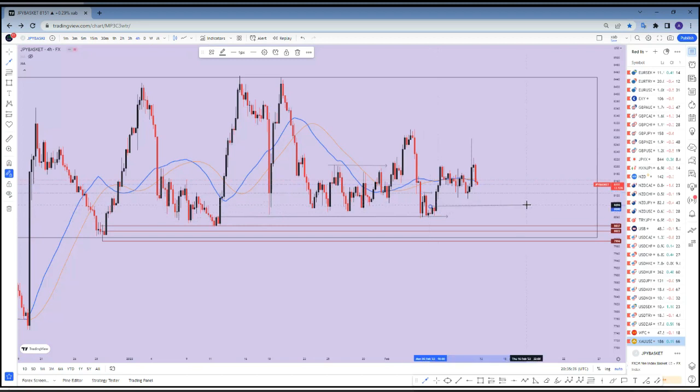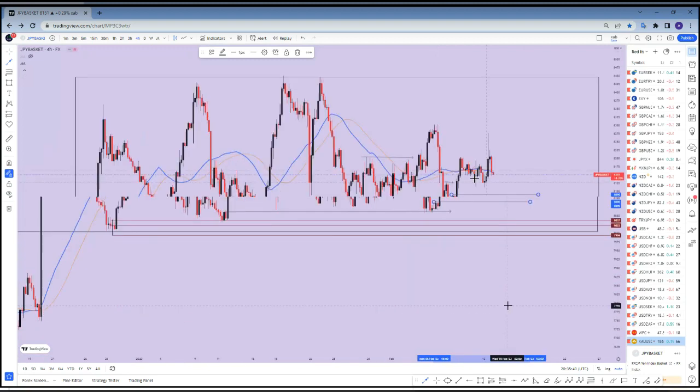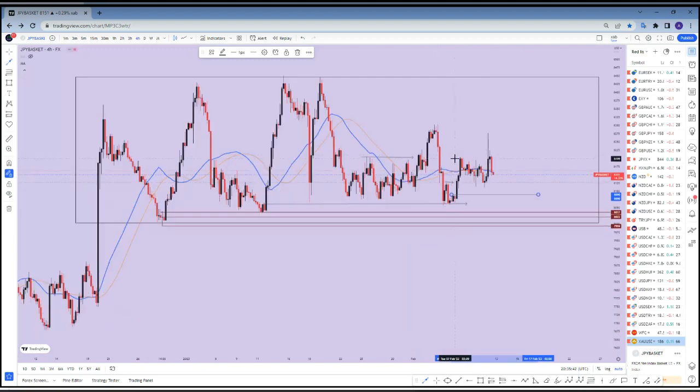So that leaves us with this as our area. Personally, I think that this, as another break of structure, would naturally lead us into having this as an area of liquidity grab, so that price can tap, maybe. But that's just what I'm saying on the JPY basket. So let's go to GBPJPY.